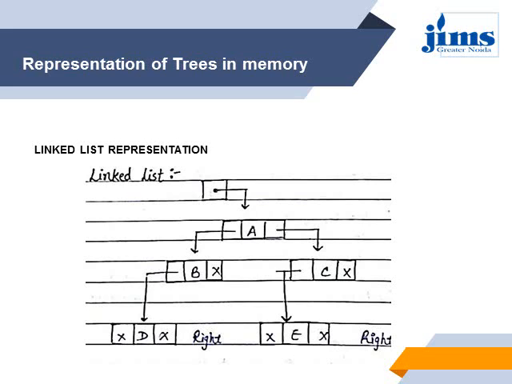In the linked representation, we make use of a two-way linked list where the forward and the backward link pointers are replaced by the left and the right pointers. So any node will have data in the middle, and both ends will have pointers, one for the left subtree and one for the right subtree. As you can see in the example, this is the way a tree can be represented in memory using a link.